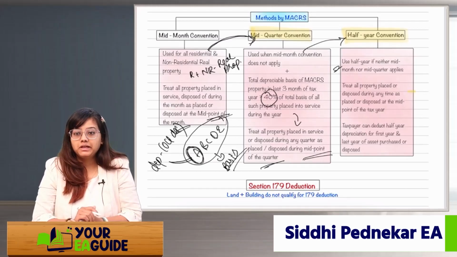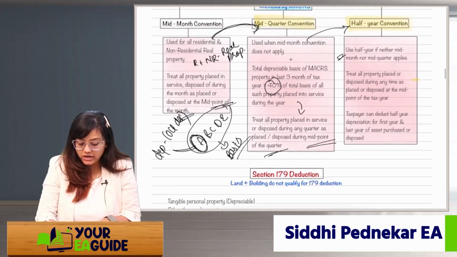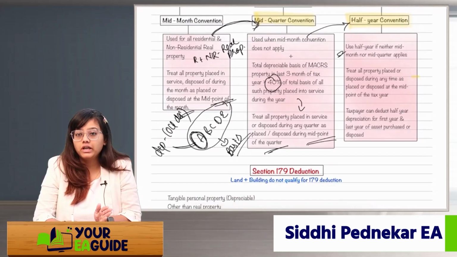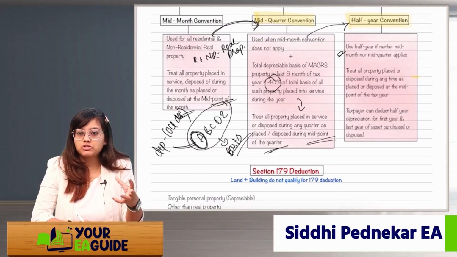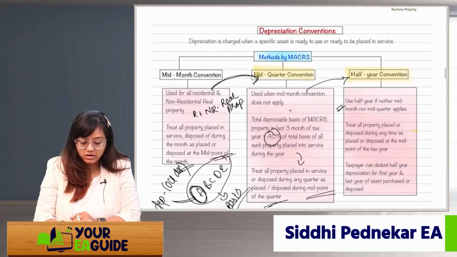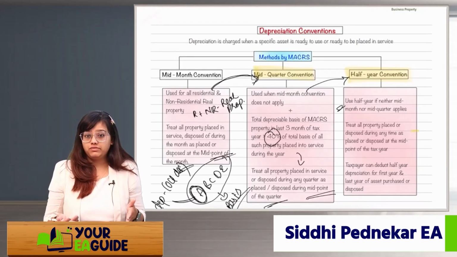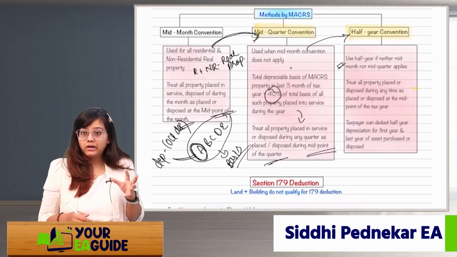Okay, the taxpayer can deduct the half-year depreciation for the first year. See, the benefit of taking half-year is that in the first year you can take depreciation for half a year only, and in the last year when you're selling the asset, at that time also you can take half-year depreciation. Okay, got it guys? This was all about the depreciation convention methods used: mid-month, mid-quarter, half-year.